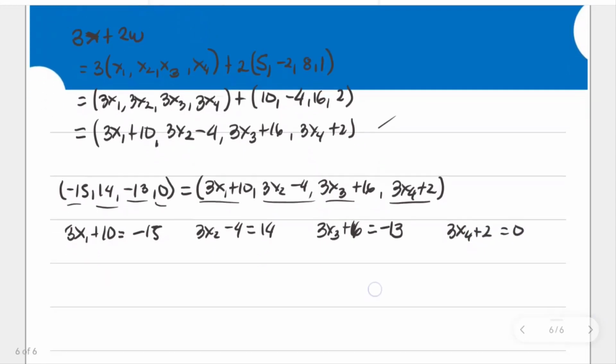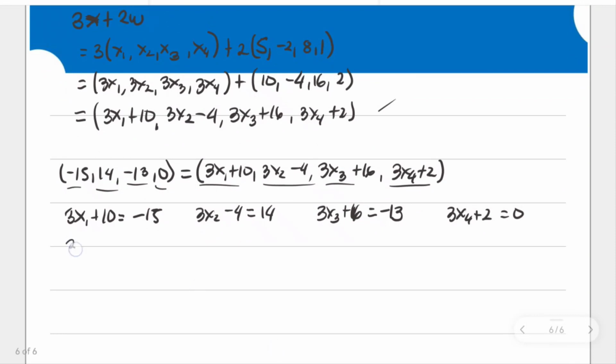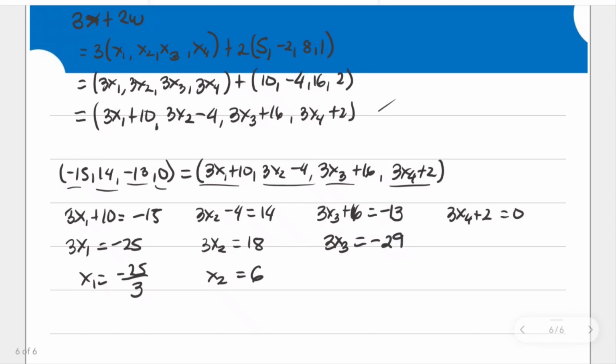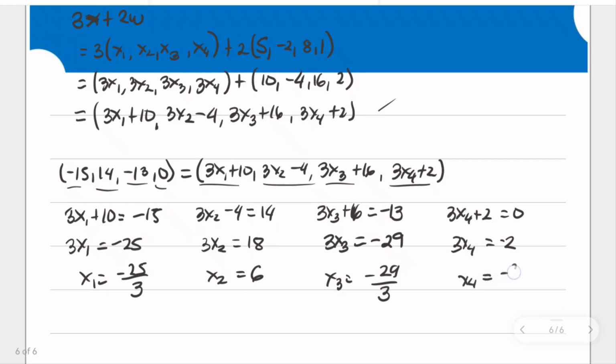So we solve them separately. You have 3x sub 1, subtracting both sides by 10, you have negative 25. So x sub 1 is negative 25 over 3. Next, adding 4 to both sides, 3x sub 2 is 18. Dividing both sides by 3, x sub 2 is 6. Next, subtracting 16 from both sides, 3x sub 3 is equal to negative 29. So x sub 3 is negative 29 over 3. And finally, subtracting 2 from both sides, 3x sub 4 is negative 2. So x sub 4 is negative 2 thirds.